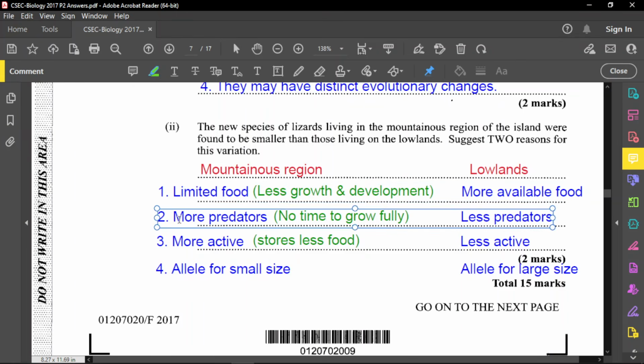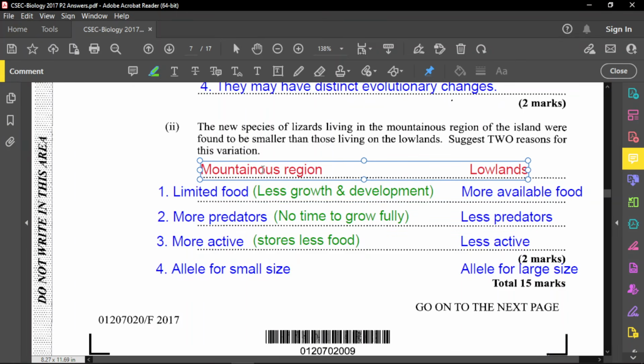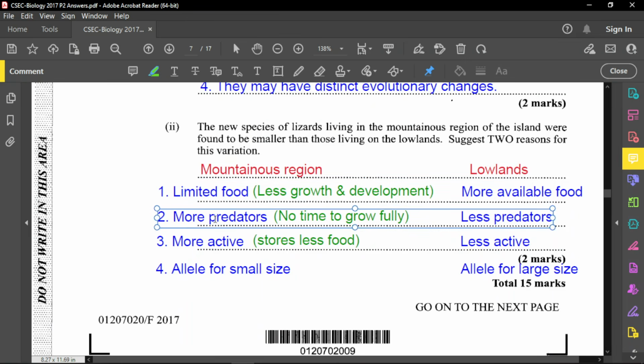All right, and the second thing here is that in the mountainous region, you may have more predators. And so since you have more predators, they may not have enough time to grow to full size. Compared to the lowlands, they may have fewer predators and they are allowed to grow to full size over a longer period of time where they can grow to their full capacity.